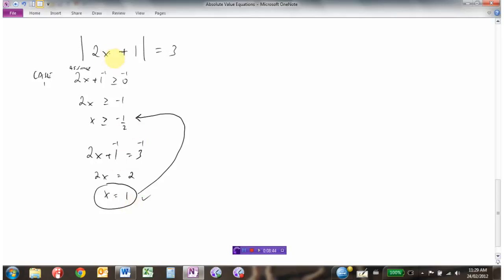We can check in the absolute value here too. So 2 times 1 is 2. 2 plus 1 is 3. And the absolute value of 3 is 3. So that answer is good.